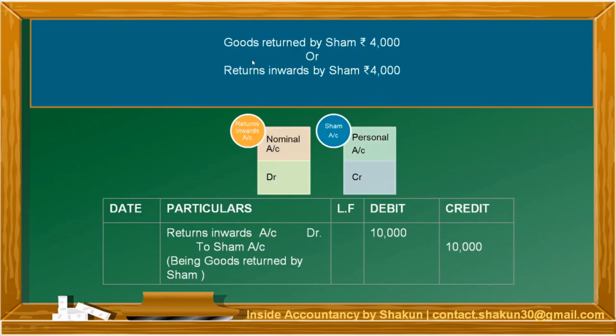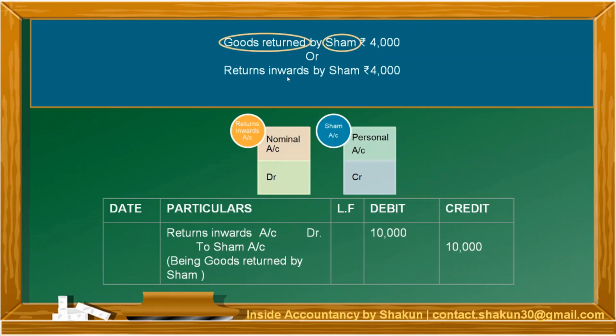Moving on. Goods returned by Shyam 4,000, or return inwards by Shyam 4,000. So it might be a possibility that the goods that we have sold to somebody might be defective or might not be according to the standards and may be returned back to us. So goods returned by Shyam means that we had made some sales to Shyam and now he is returning those goods back to us. That is why we also call it return inwards, because the goods are coming in to the business. And this is also called sales return. So return inwards and sales return is one and the same thing.